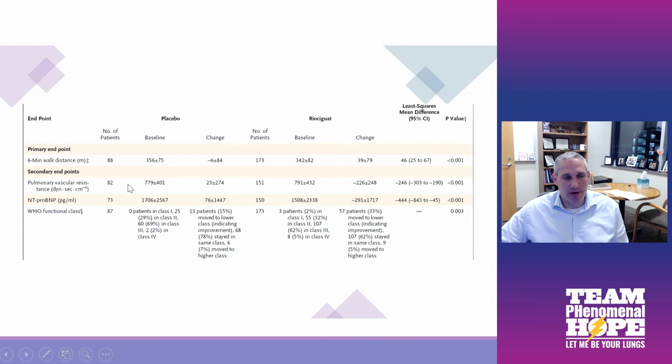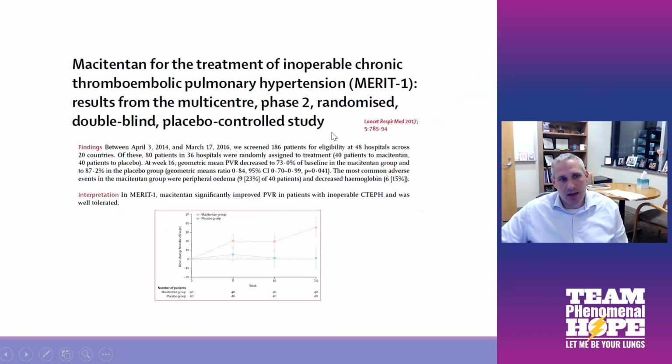They also saw that the pulmonary vascular resistance went down, a marker that we look at for the amount of stretch in the heart called pro-BNP went down, and patients' functional class, meaning how far you could walk and how short of breath you are when you're walking, improved.